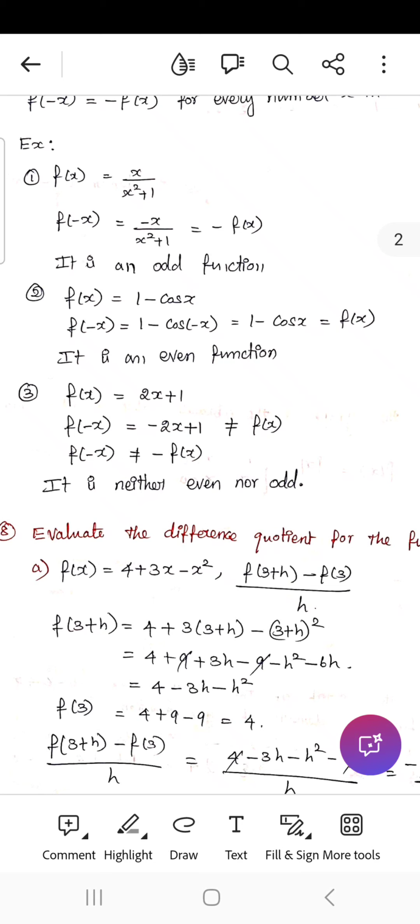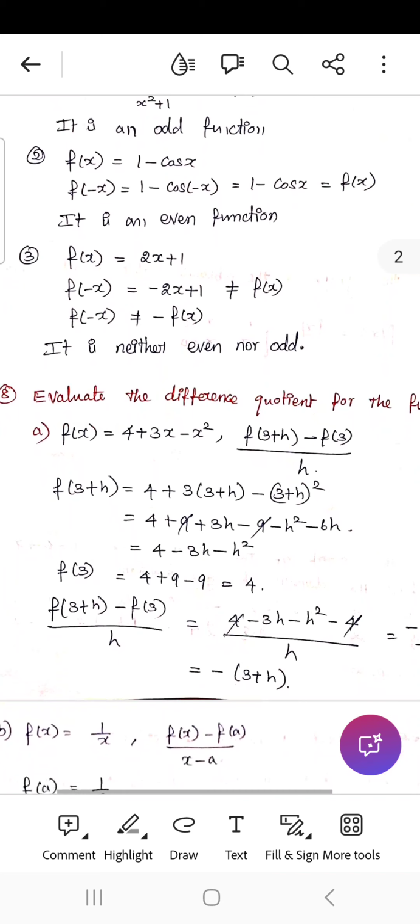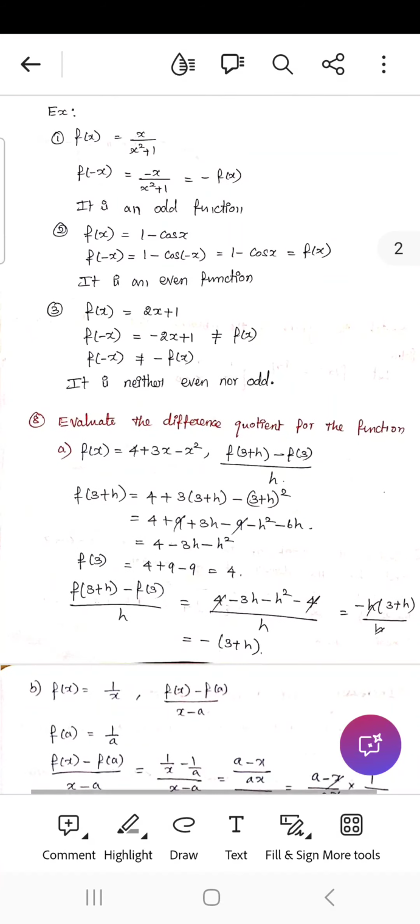Next problem is f of x equals 2x plus 1. Replacing x by minus x, the result is not equal to plus or minus f of x. Therefore, it is neither an even nor an odd function. Next one, evaluate the difference quotient for the function f of x equals 4 plus 3x minus x square.